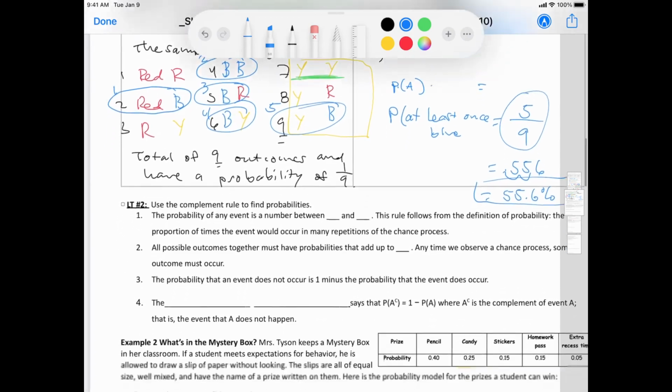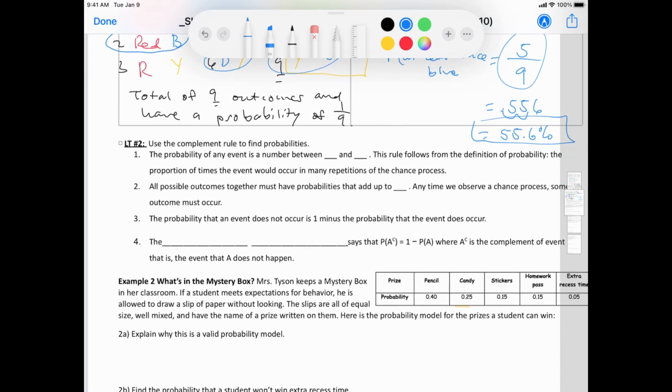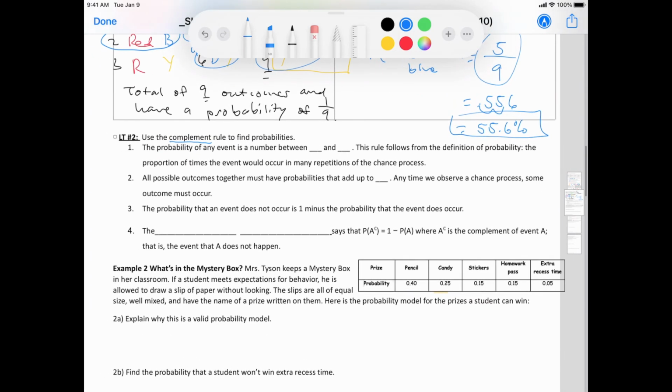All right, learning target number 2, we're going to talk about the word complement, but I want to talk about just some basic probability things we've talked about before. Number 1, the probability of any event is between the numbers 0 and 1. And this rule follows the definition of probability: the proportion of times the event would occur in many repetitions.